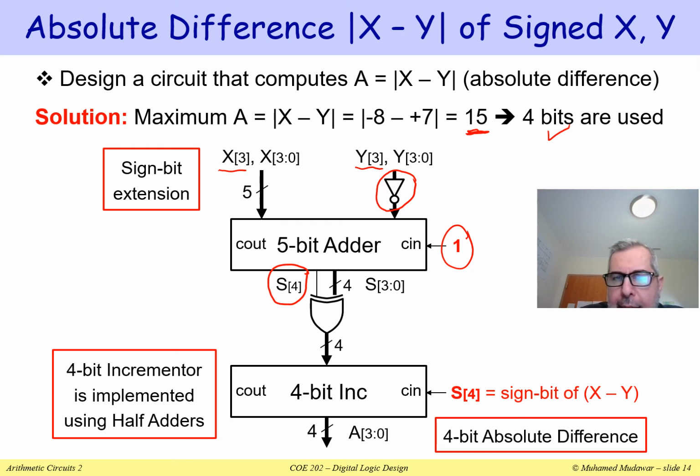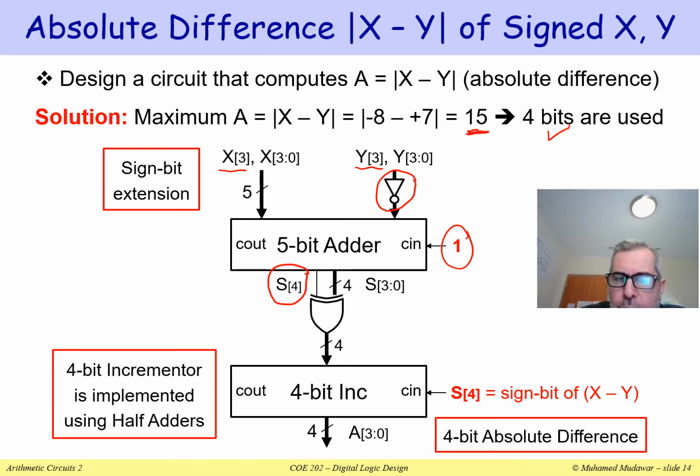So if you look at the range of values of x minus y, then you see that in this range you need 5 bits. 4 bits are not really sufficient. You need a 5-bit adder to calculate x minus y. But then you can look at the sign bit, which is S4. Now, if the sign bit is 0, it indicates that the difference is positive. If the sign bit is 1, it indicates that the difference is negative.